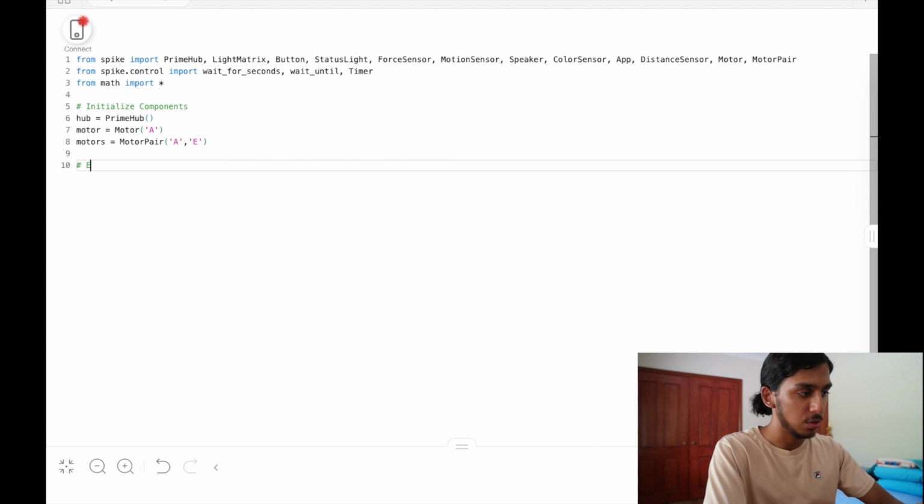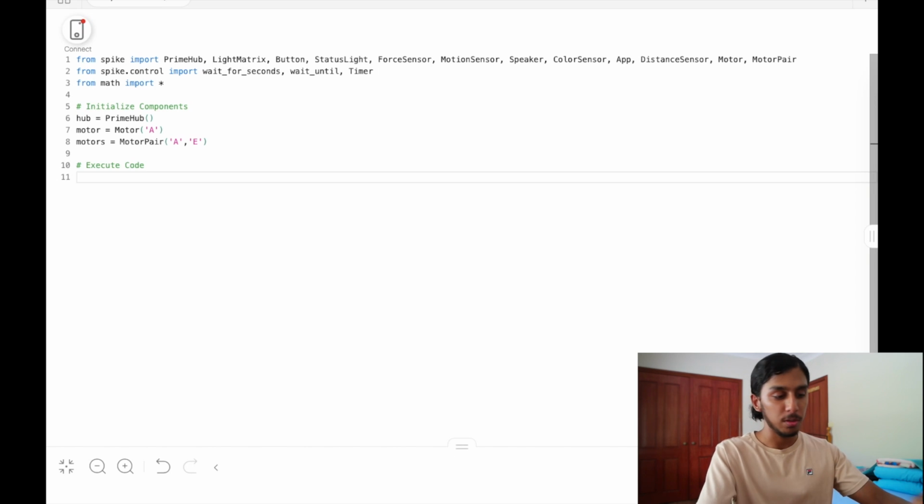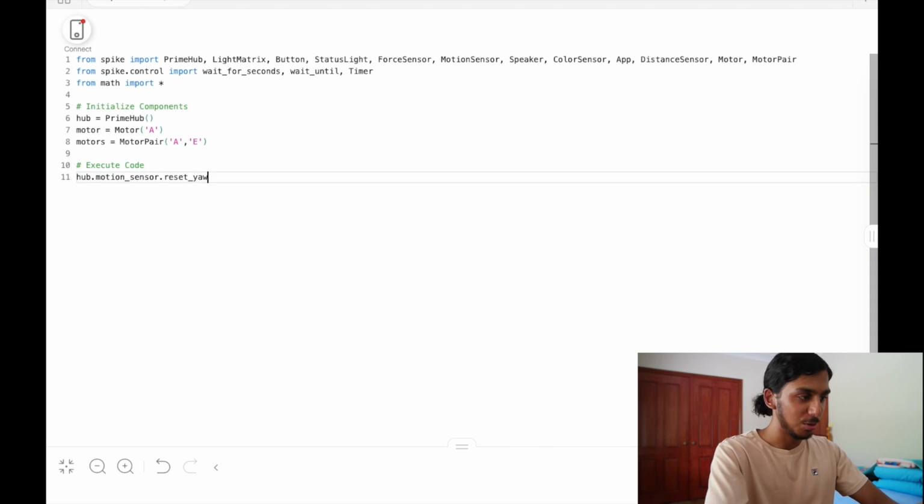So with our second section, as always, we're going to put a comment, execute code, because this is what's going to actually work for us. Now with our code, because we're using the Gyro straight, it needs to be set to the 0 angle all the time. So there's actually a command for that. It's a little bit tedious. hub.motion_sensor.reset_yaw_angle. Okay, this hectic long command, hub.motion_sensor.reset_yaw_angle.